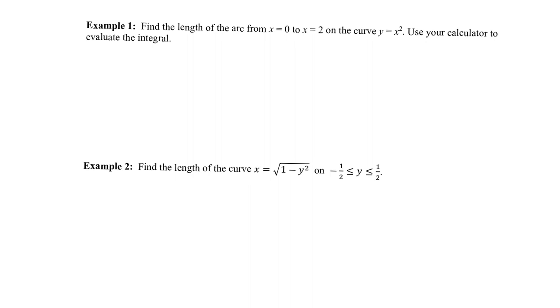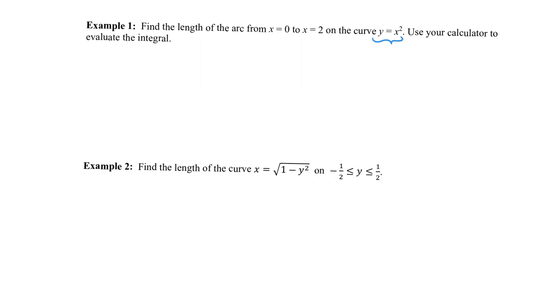So example 1 says find the length of the arc from x equals 0 to x equals 2 on the curve y equals x squared. We're all familiar with that one. Use your calculator to evaluate the integral. That's easy enough. So to set this up, we've got y equals x squared. That's in other words like saying f of x equals x squared, right?